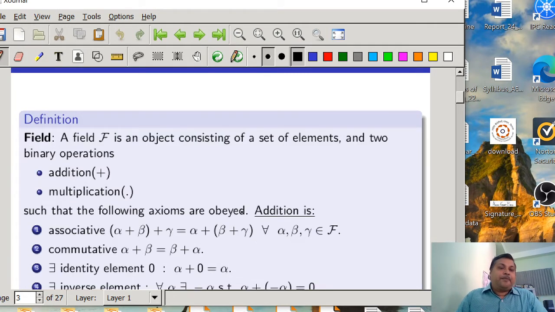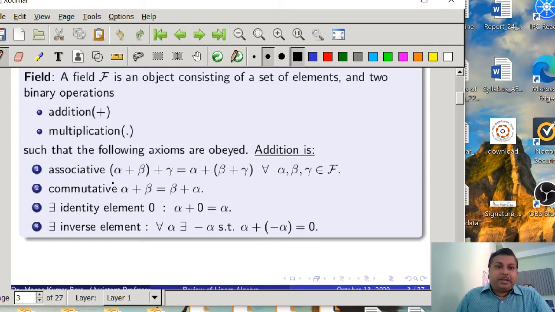The field is defined in this way. A field F is an object consisting of a set of elements and two binary operations, that is addition and multiplication, such that the following axioms are obeyed. That is, addition is associative, that is alpha plus (beta plus gamma) is equal to (alpha plus beta) plus gamma, where alpha, beta, gamma belong to the field. And then the addition is commutative: you take elements alpha and beta from the field, and alpha plus beta is equivalent to beta plus alpha.